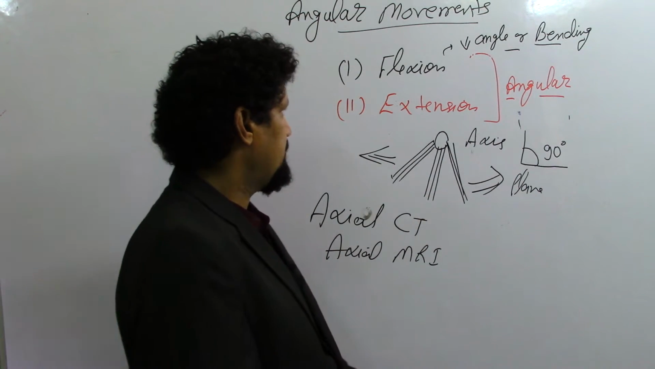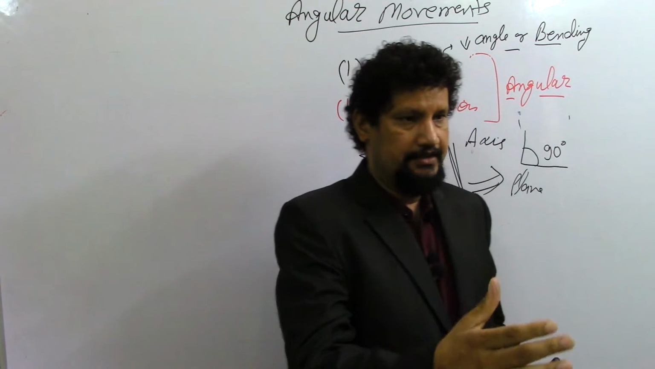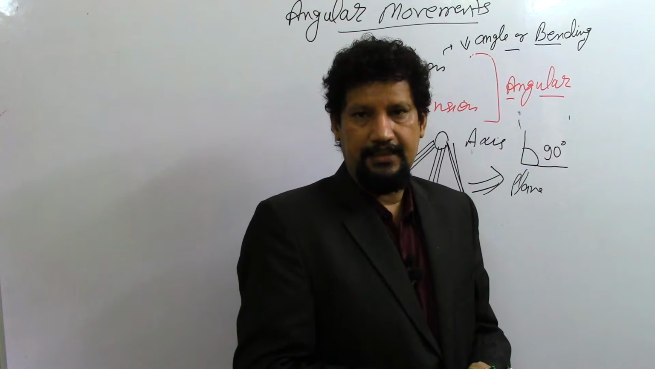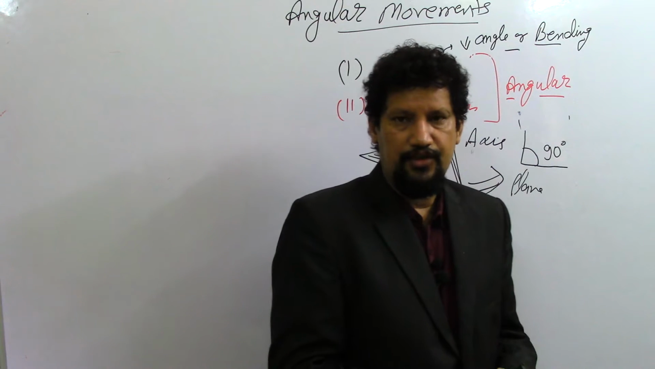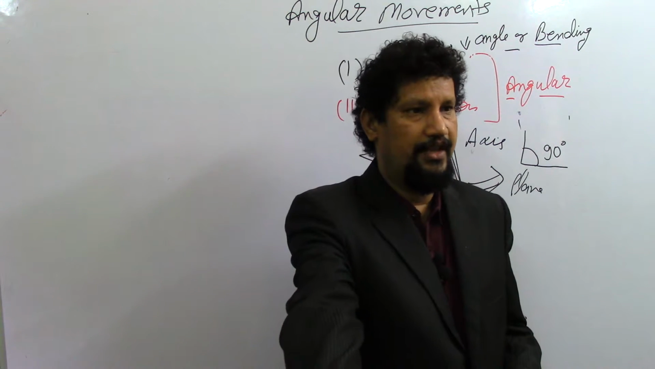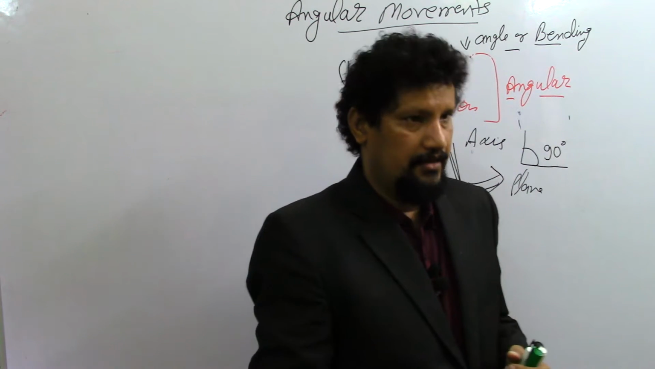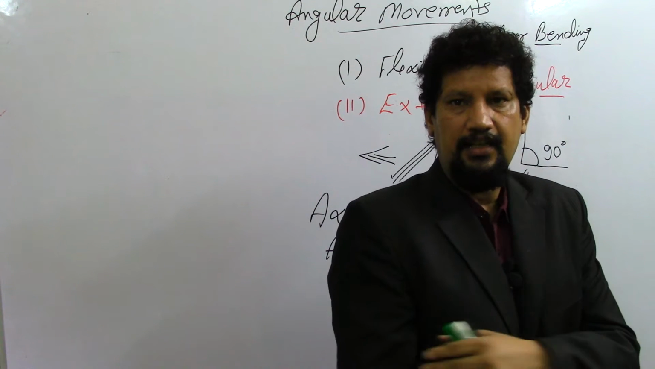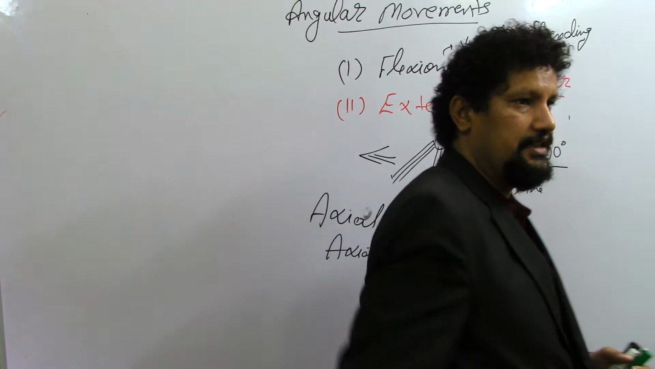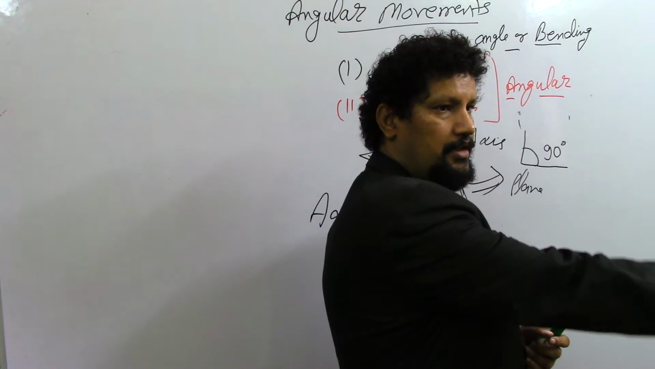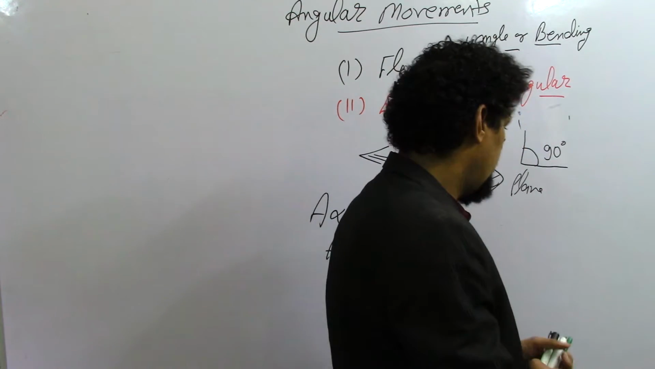So flexion and extension are angular movements taking place in the sagittal plane, and the axis is the transverse axis. In the case of the shoulder, bringing the arm forward is flexion, bringing it backward is extension, and moving more backward is hyperextension. So this is the flexion, extension and hyperextension of the shoulder joint.